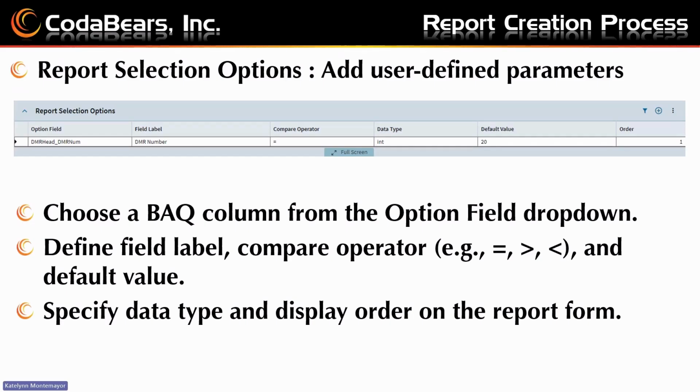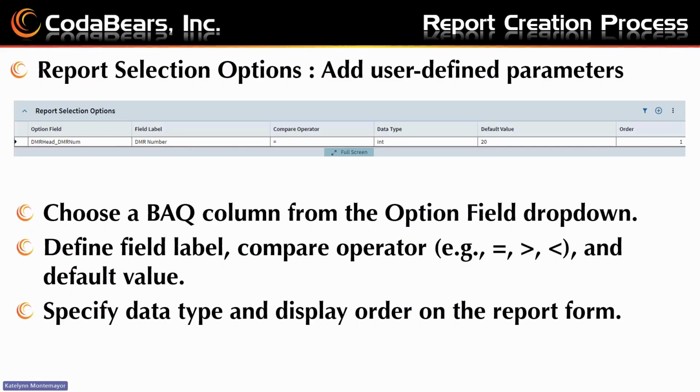But basically, if you wanted to add parameters, like in this example here, I chose the DMR number as one of the parameters I wanted the user to be able to input. The fields are a little self-explanatory, I believe. It's just the field name, the label, which you're allowed to change, and the compare operator, in case you want to set a default value. You don't have to set a default value because the user can input a number into that. And then you just specify the data types, and you can choose the display order.